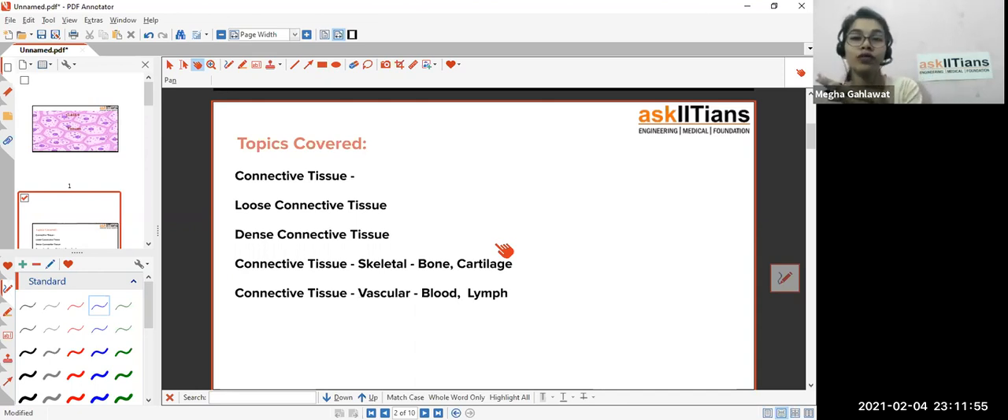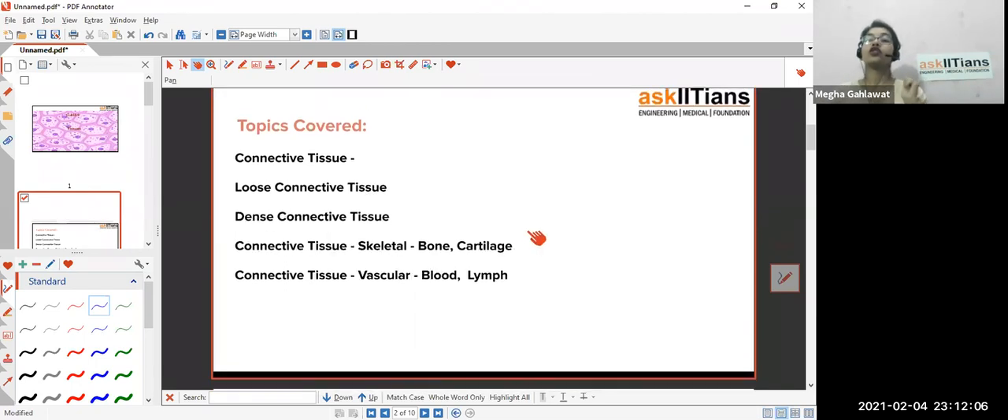If you want to know what that is, you might tune into the previous recording, or we can learn in detail about these tissues in the upcoming recordings. So the topics that we will be covering today are the connective tissue and the different types of connective tissue: loose, dense, skeletal, and blood. That is the major part, and it is very important.